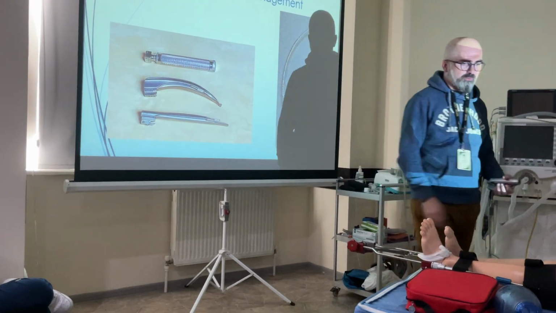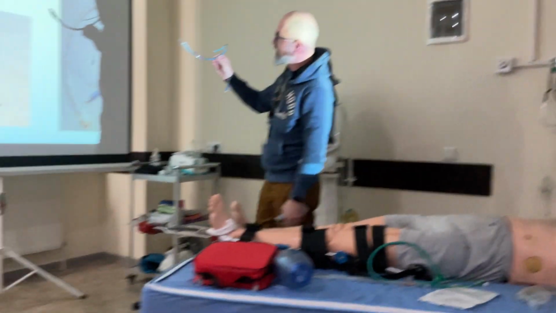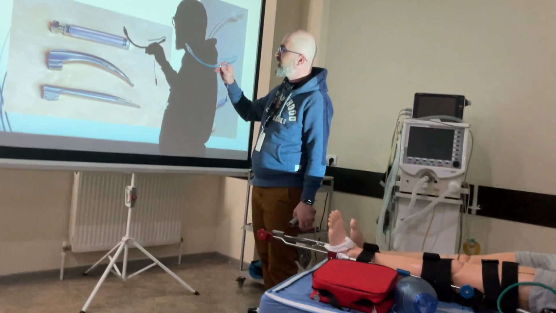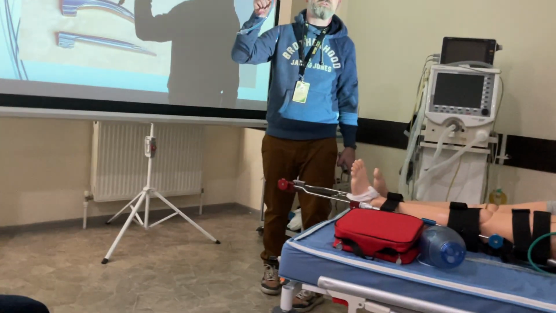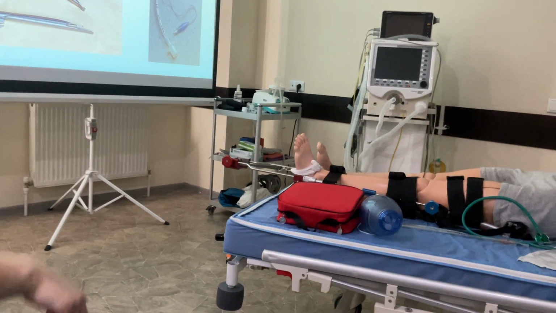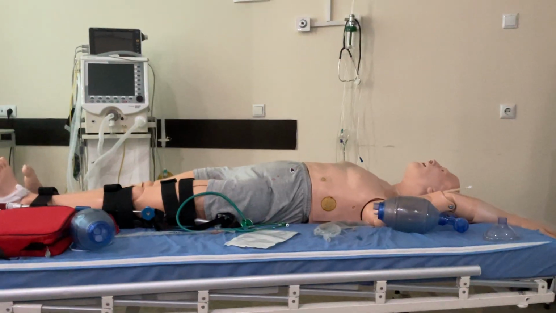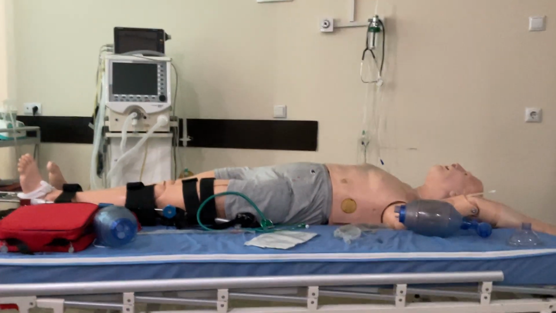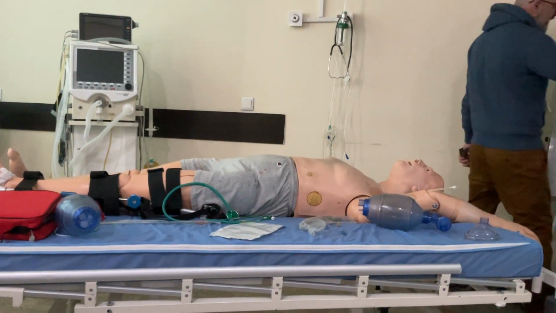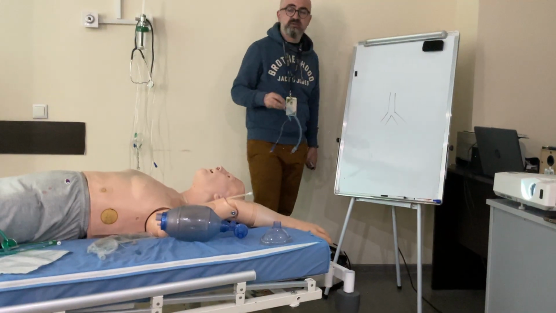About the tube itself, I told you, there are centimeters. Why do we need that, okay? Here is written 20, 18, 22, 24. Why? Because we don't want it to go to the right side. If I insert too deep, okay, I'll go into the right side, and we have only right side ventilation.